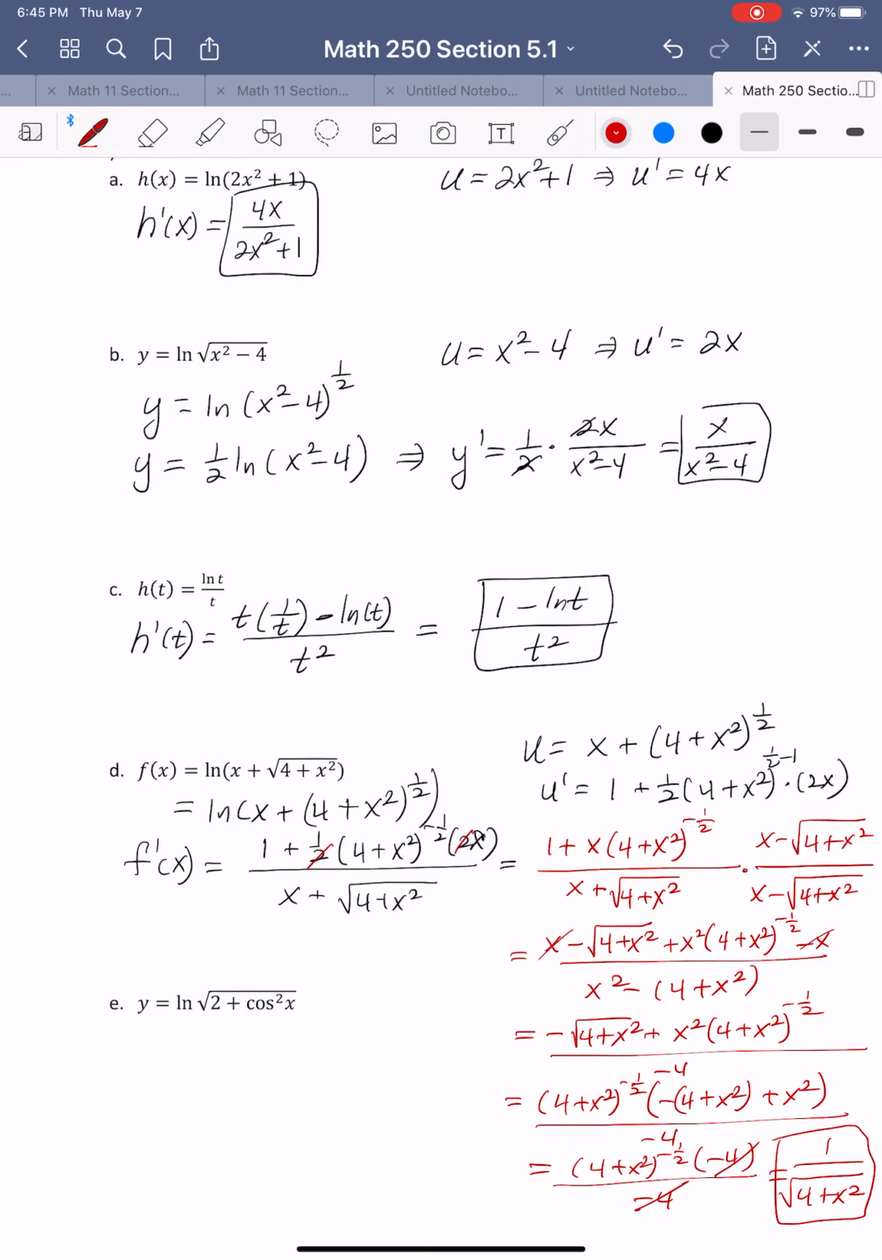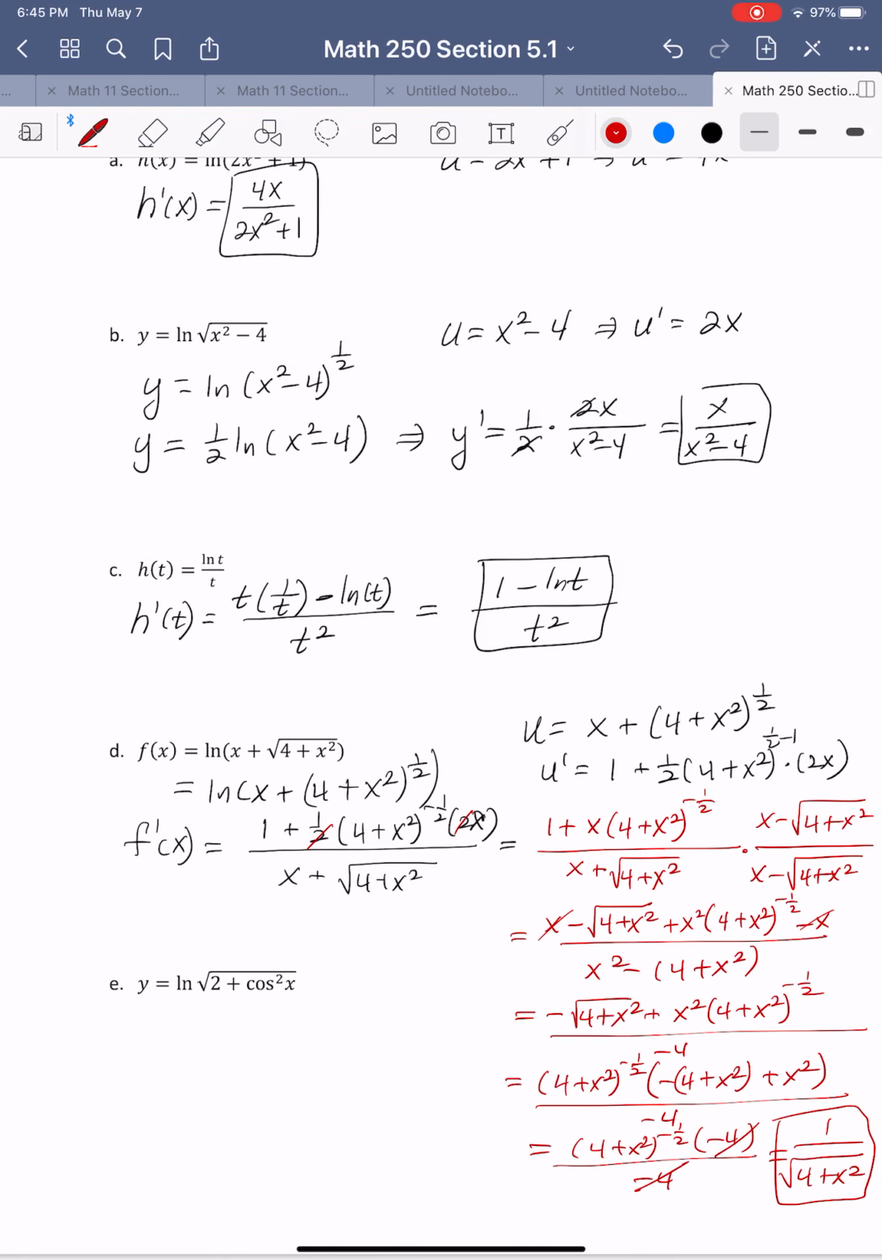Okay. For the E, I want to change to the half power instead of the square root. So 2 plus cosine squared x to the half power. And then y prime is u prime, which is 2 plus cosine squared. Oh, and then I can put that as half of ln of 2 plus cosine squared x.